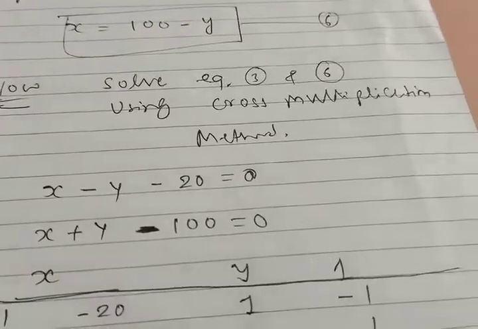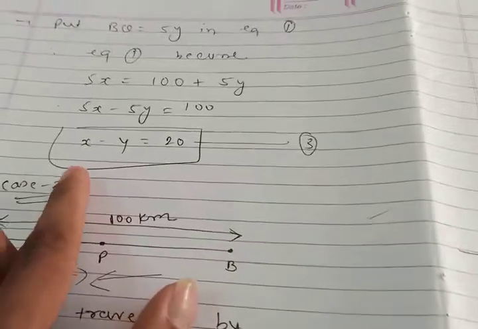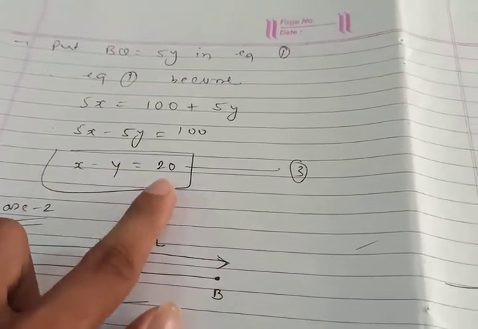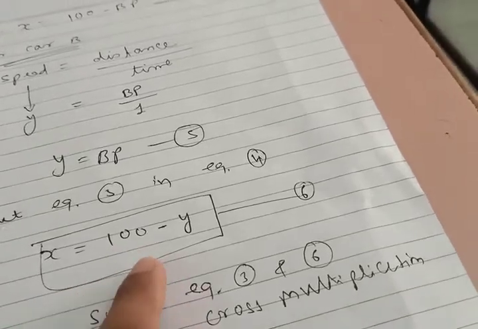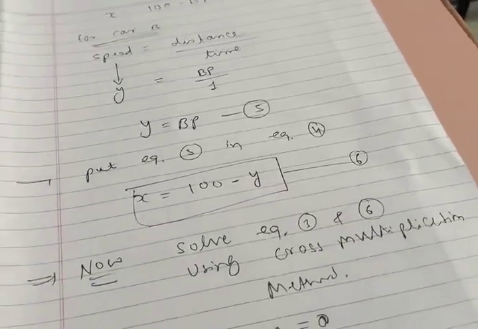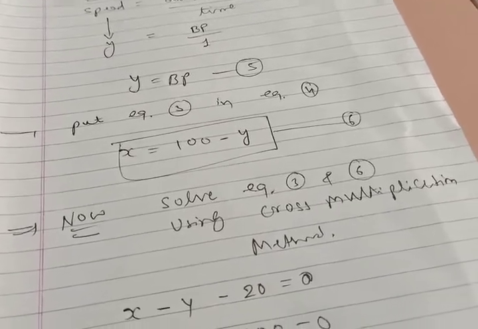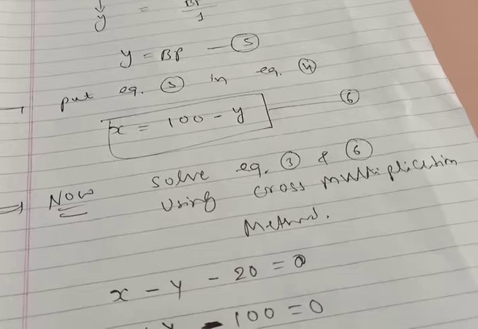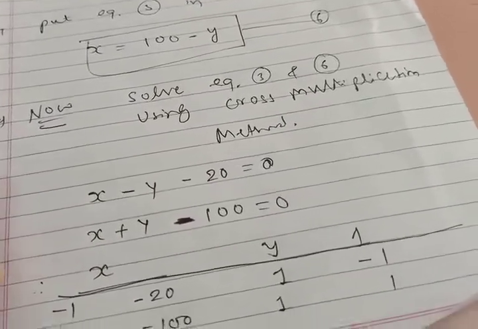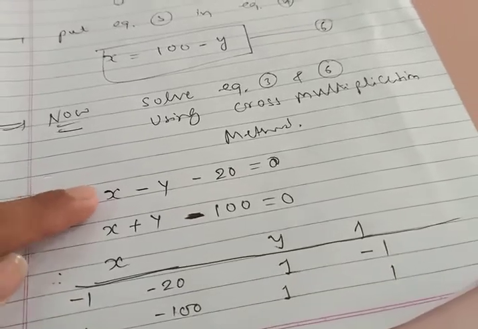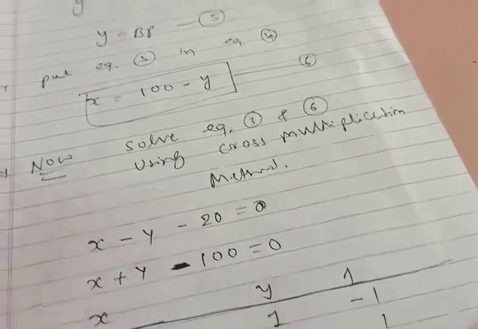Now we have equation number 3 and 6. What is equation number 3? That is, we obtained x minus y is equal to 20. That is equation number 3. And equation number 6 will be x is equal to 100 minus y. We will rearrange equation number 3 and 6 as per standard equation, and solve these two equations and get the value of x and y. See here, x minus y minus 20 is equal to 0. x plus y minus 100 is equal to 0.